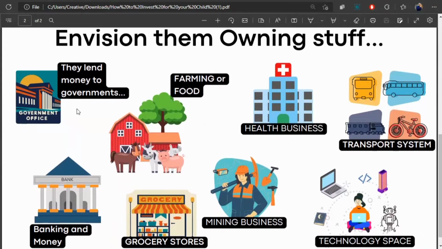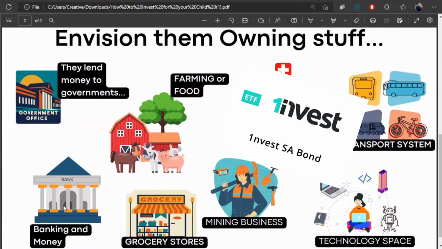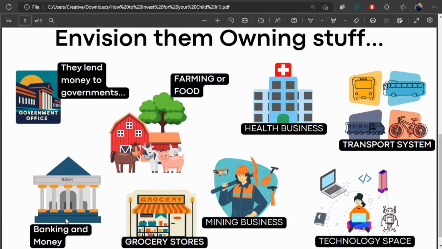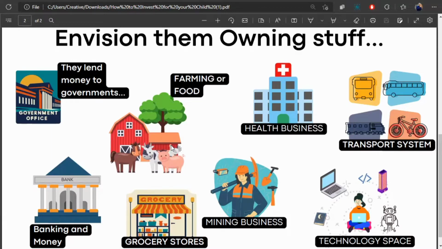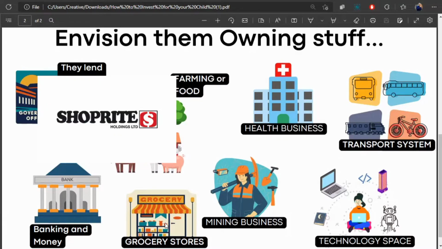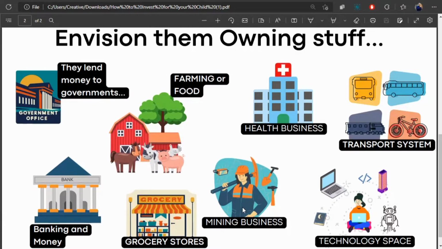So maybe they can lend money to the government, so they can buy government bonds. Maybe they can be a banker, meaning they can buy shares of a bank. Maybe they can be a farmer and they can own shares of a farming business. Maybe they can sell groceries, and so they can own shares of a grocery company. Maybe they can sell things like gold, silver, copper, wheat, coffee, corn, you name it. So they can be a mining company or an agricultural mining business.